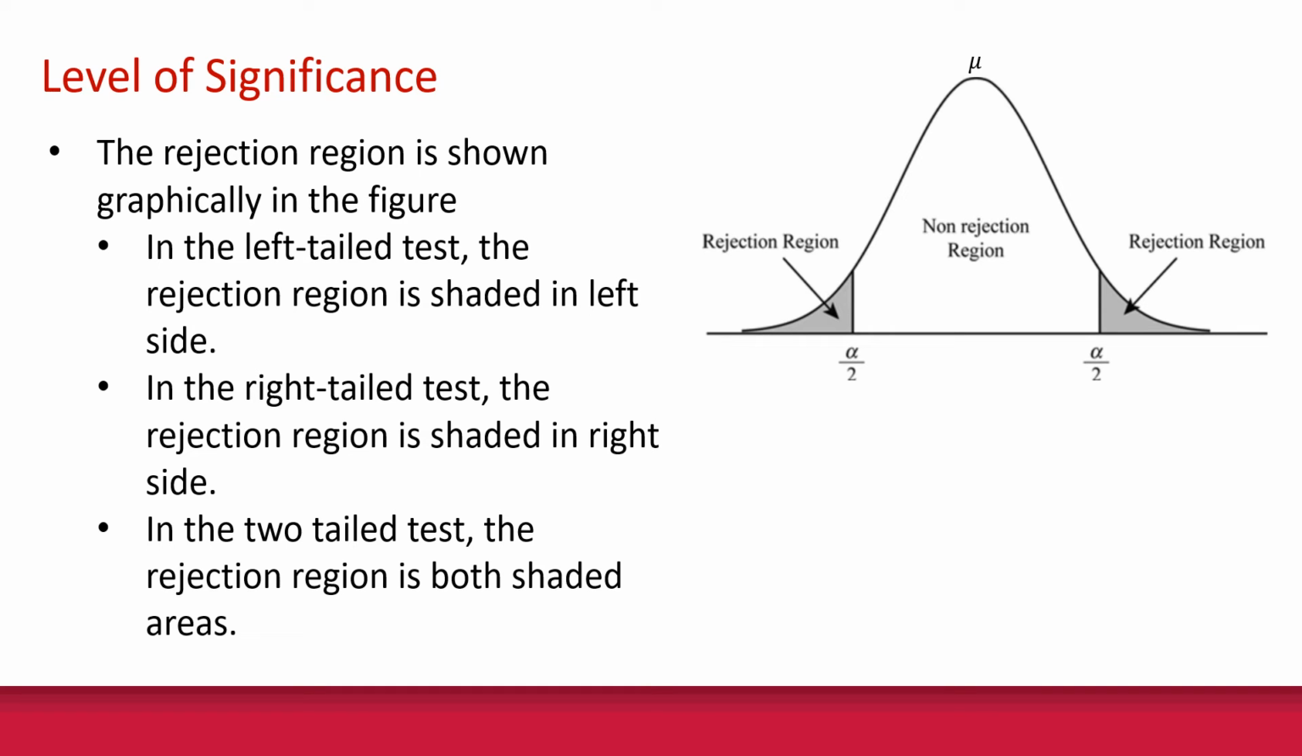Another way to look at this is that for a left-sided test, the rejection region is to the left side, the shaded region here. For a right-sided test, the rejection region is shaded in the right side, and the rest of this would be clear. And in a two-sided test, the rejection region is both shaded regions, and the white part is the non-rejection region.